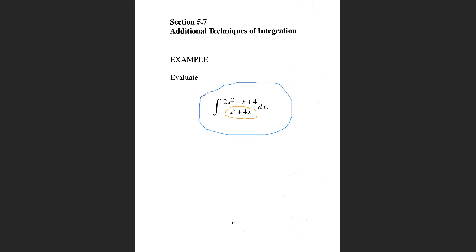What we have to do is rewrite this rational equation, because we certainly can't integrate it the way it looks now, right? So we're going to use an approach called partial fractions. Okay, and I'll write that here.